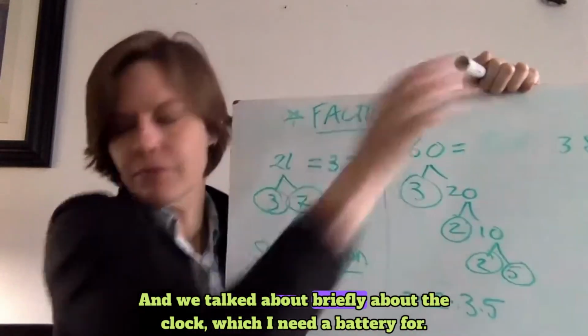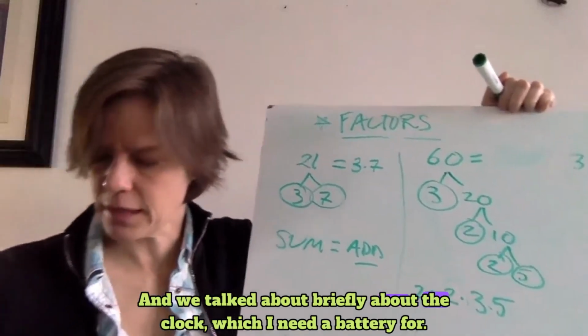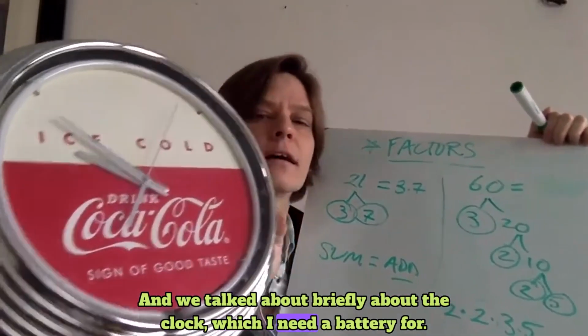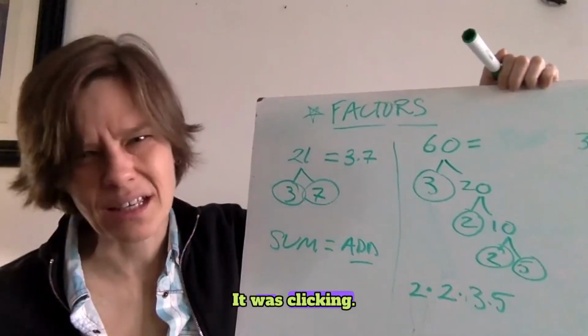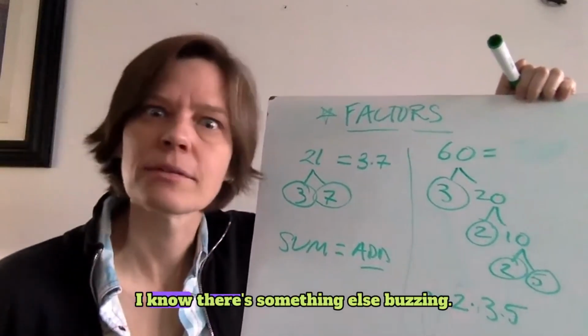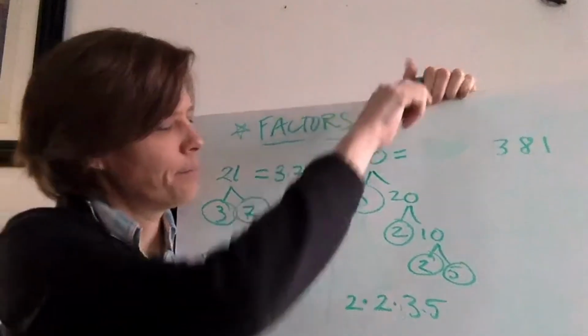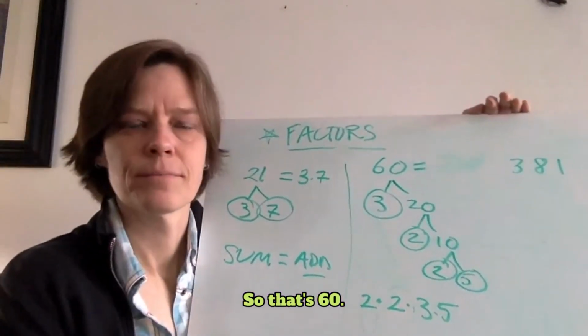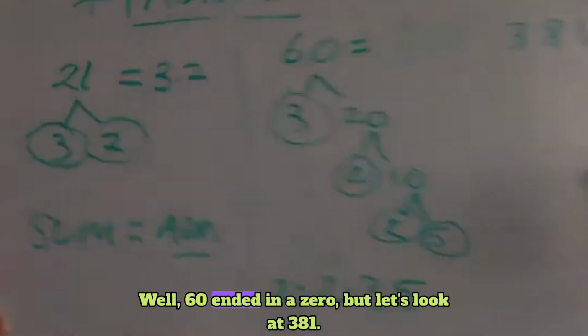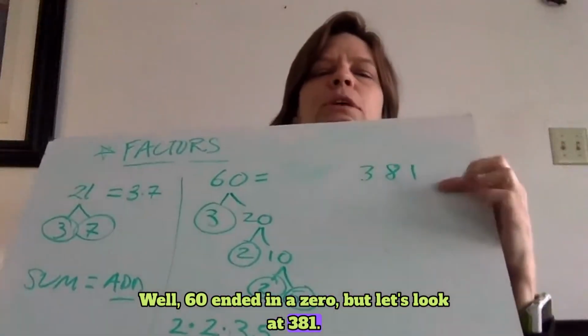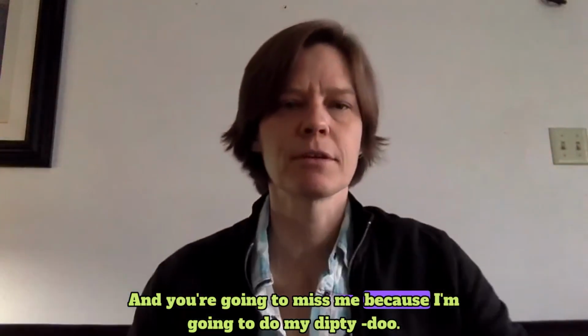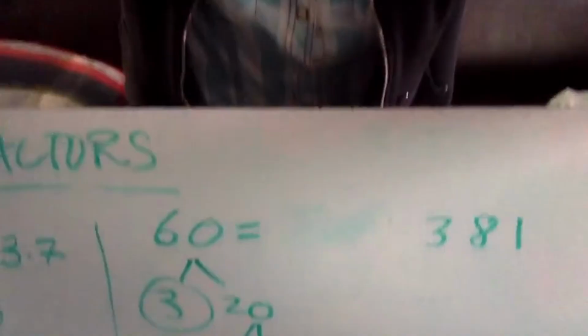And we talked briefly about the clock, which I need a battery for. It was clicking, and now there's something else buzzing. So that's 60. Well, 60 ended in a 0, but let's look at 381. Okay? And you're going to miss me because I'm going to do my dip-de-doo. Ready? Dip-de-doo, I miss you.